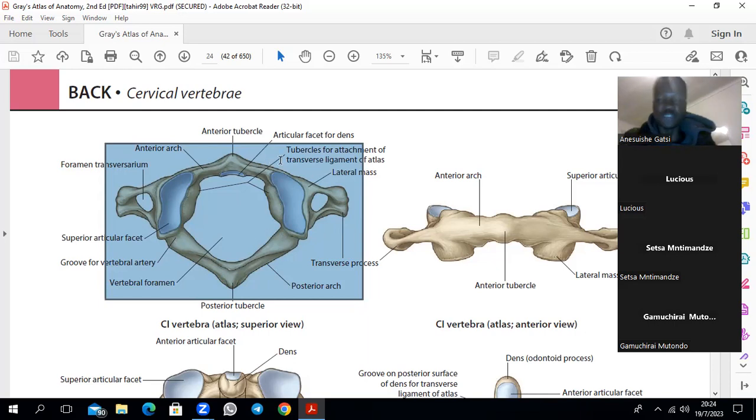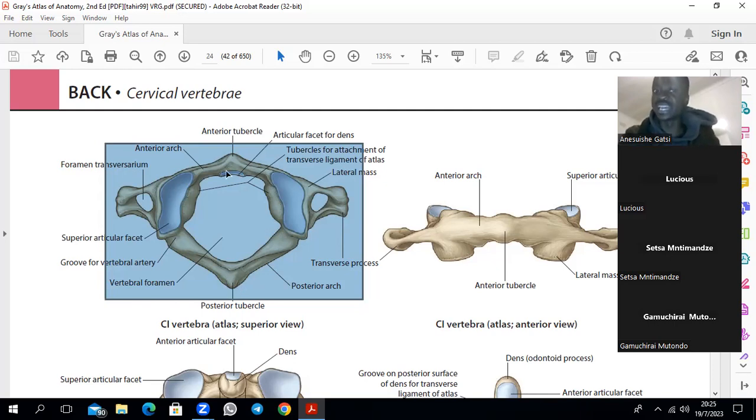So there are many reasons why C1 will be atypical. But for you to know that, you need to be able to describe a typical cervical vertebra, what we have just described. So, let's look at the shape. There is no body, there is no spinous process.